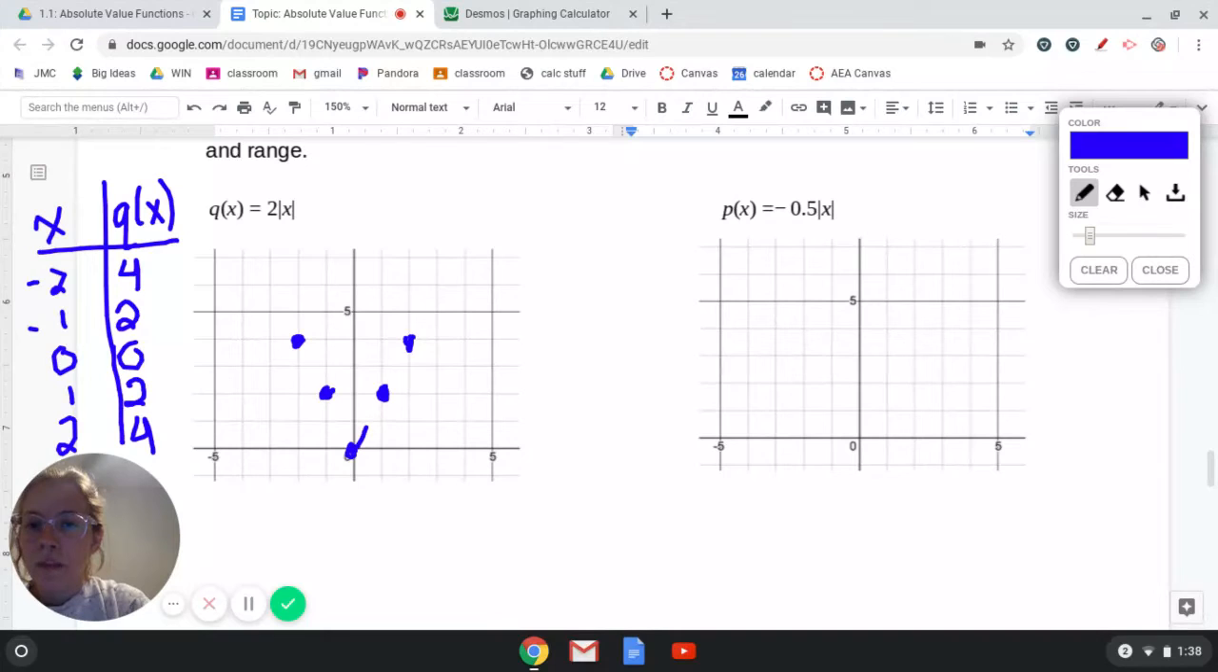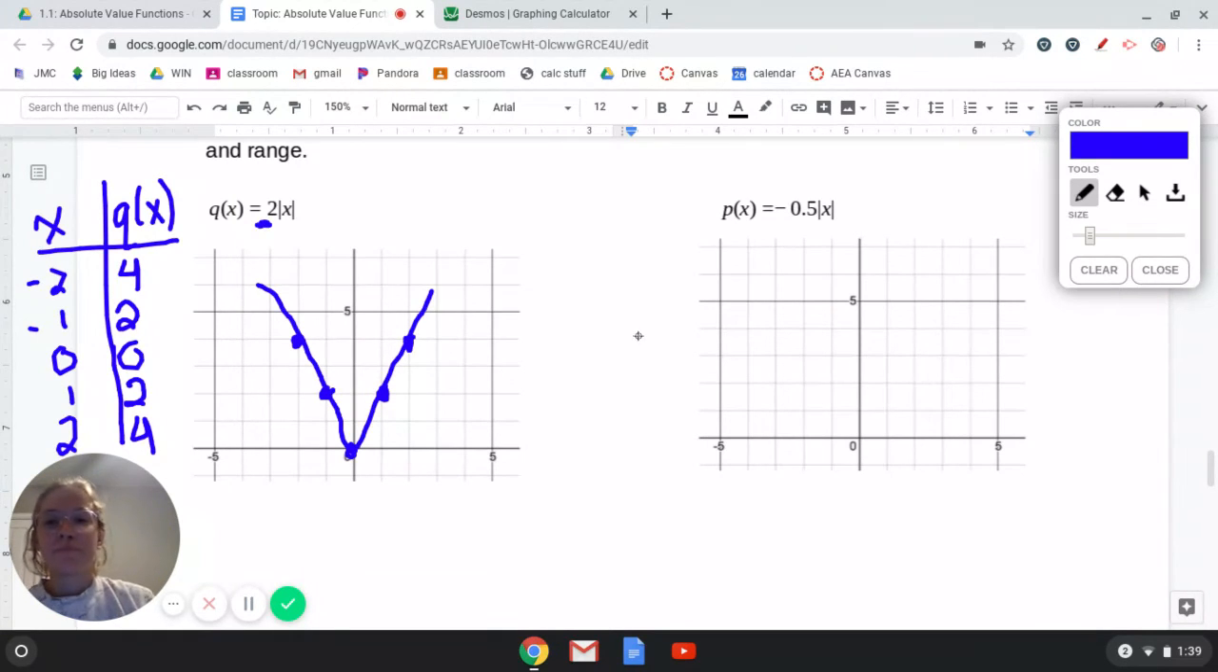I want you to take a look at the slope of the right-hand side of this V. What is it? Rise over run. We're rising 2. We're running 1. 2 over 1. So the slope is 2. That is no coincidence. We're going to use that for this other graph.